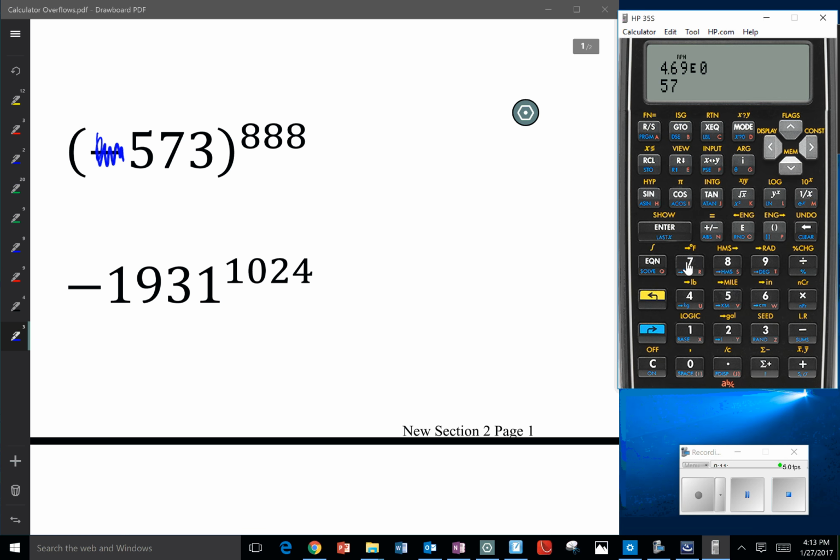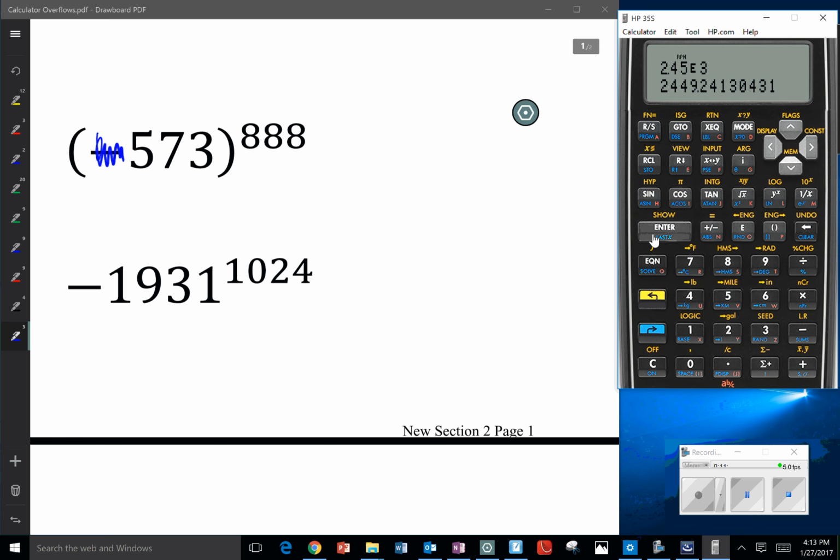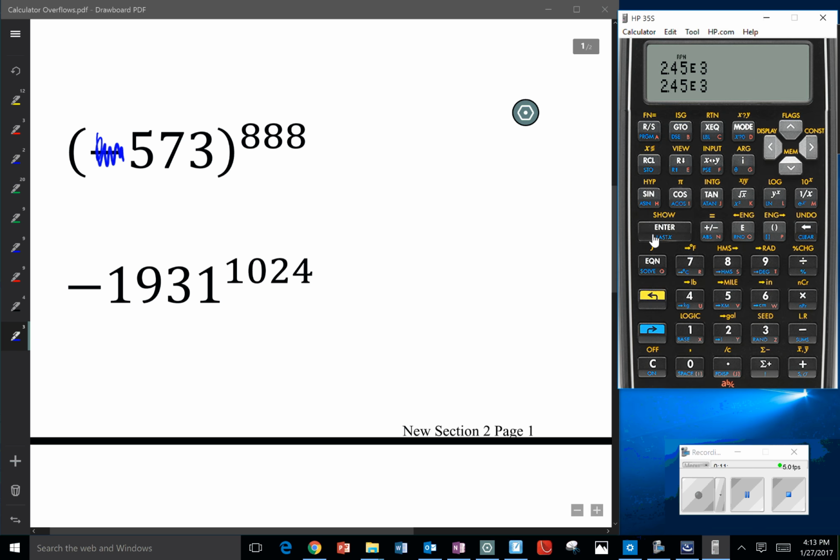So we just do this problem now just like a normal problem. So 5,703, I'm going to log it. All right? Multiply that by the power, 888 times. Then I want to show, right? I want to show, oops, I didn't press show. I want to show 2,449. I'm going to write that down as my power of 10, right?